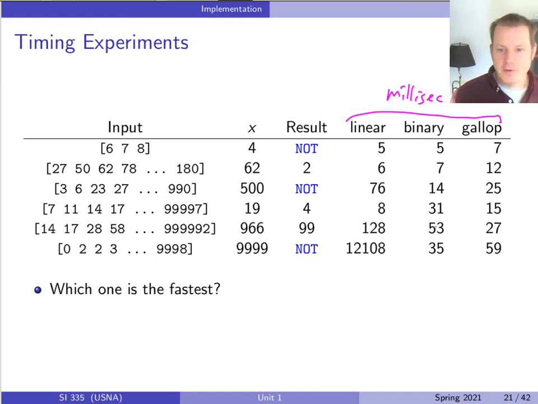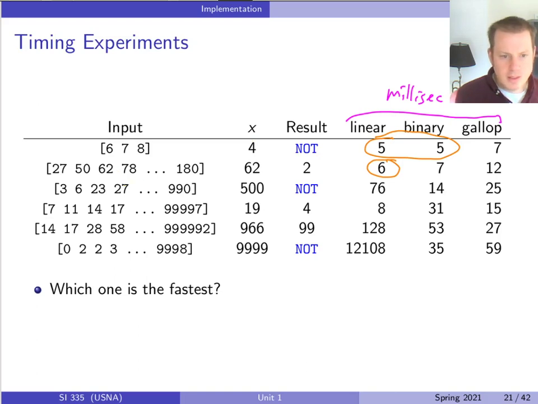And what we see is different algorithms end up being better for different examples. If we go through this, we can see that for this very small input of 6, 7, and 8, linear and binary search both took the least amount of time, faster than Gallup search. For this array with around 100 things in it, where we're looking for something near the beginning, linear search ends up being a little bit faster than either of the other two algorithms.